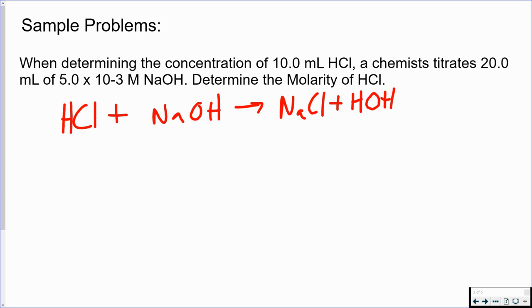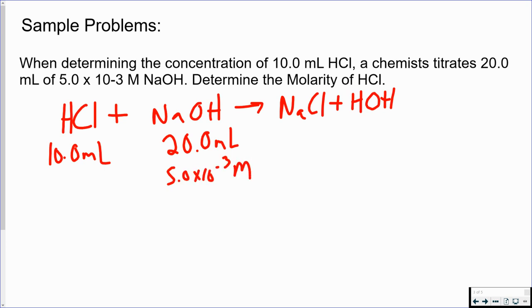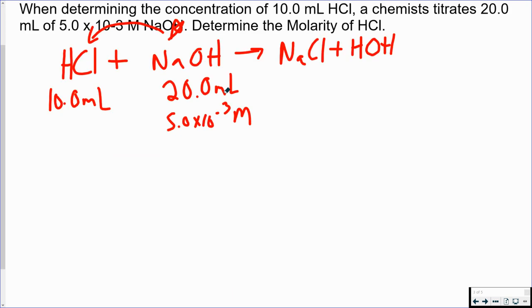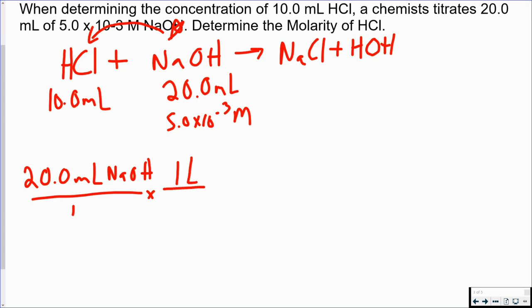What I like to do is note that I have 10.0 milliliters here, I have 20.0 milliliters here, and I also have a 5.0 times 10 to the negative third molarity. So this is going to be my starting compound, and I'm going to then go to HCl. We'll start with 20.0 milliliters of NaOH. The reason I'm starting with the milliliters here is I'm going to build in the conversion factor of 1 liter per 10 to the third milliliters into my stoich work. That way I don't have to move the decimal place, which is quite easy, 3 places to the front.